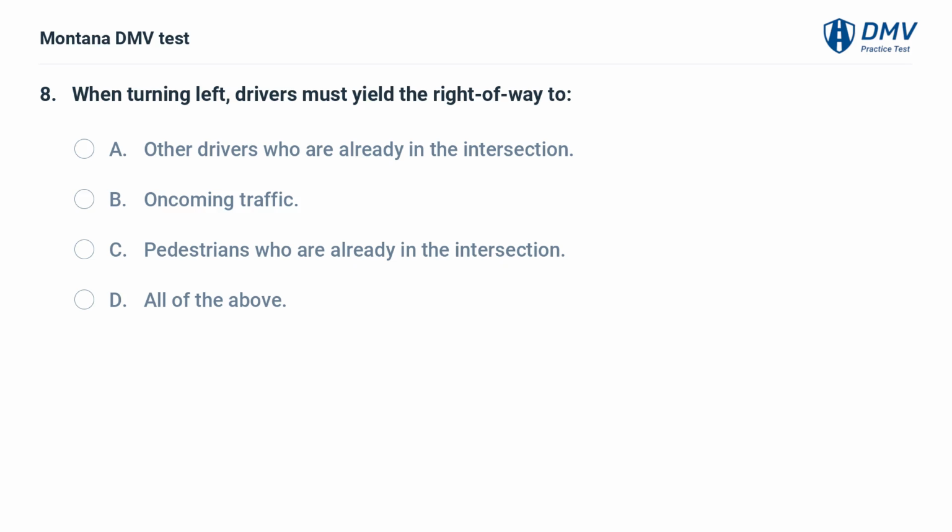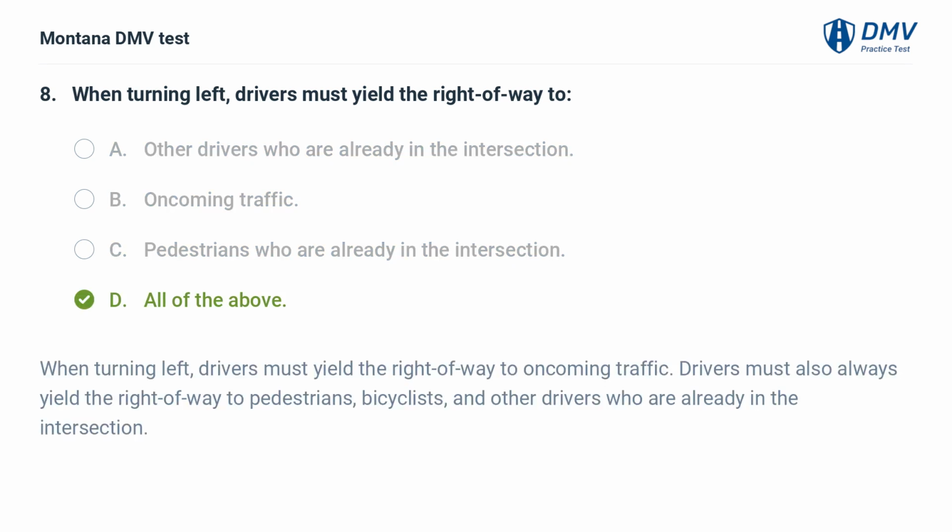When turning left, drivers must yield the right of way to: A. other drivers who are already in the intersection. B. oncoming traffic. C. pedestrians who are already in the intersection. D. all of the above. The answer is D, all of the above.